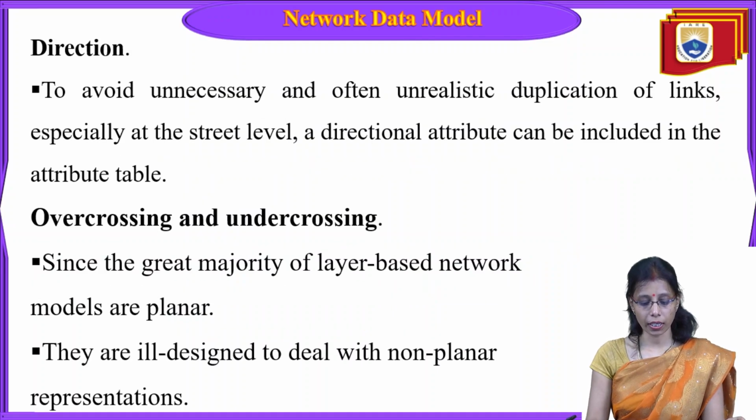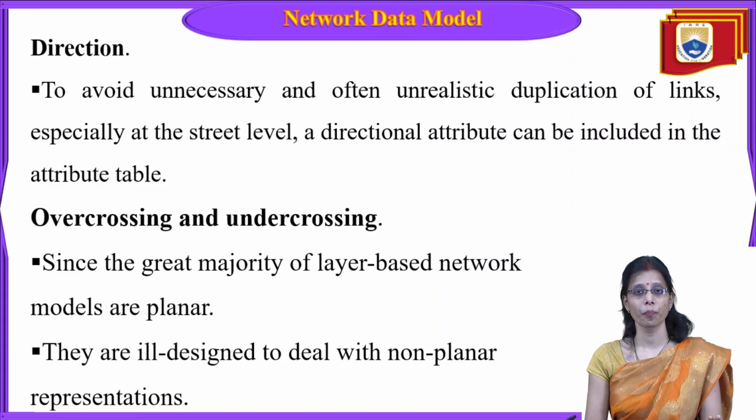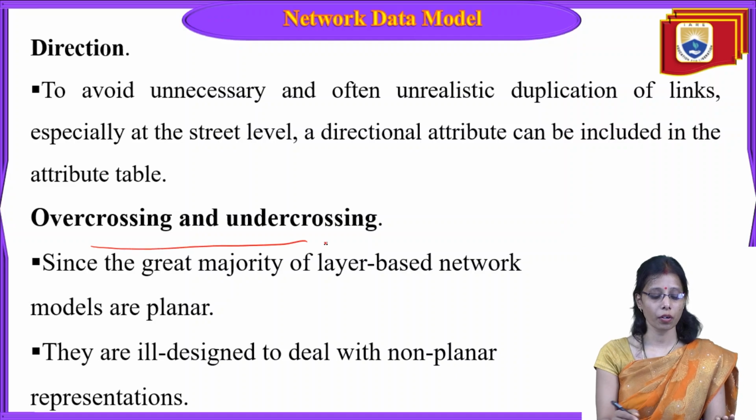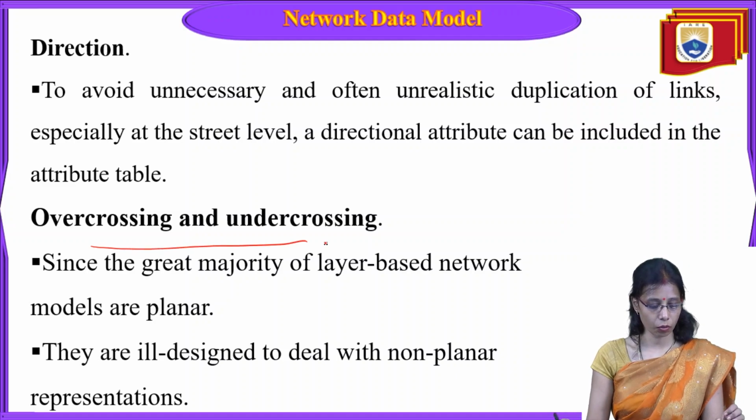Now, direction: to avoid the often unrealistic duplication of links, it will show you the directions. Especially at the street level, a directional attribute can be included in the attribute table. So it shows you the directions, from where to where it has to go, and it will even show you the overcrossing and the undercrossing of the road.